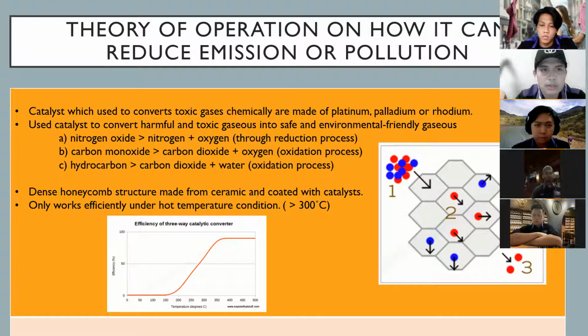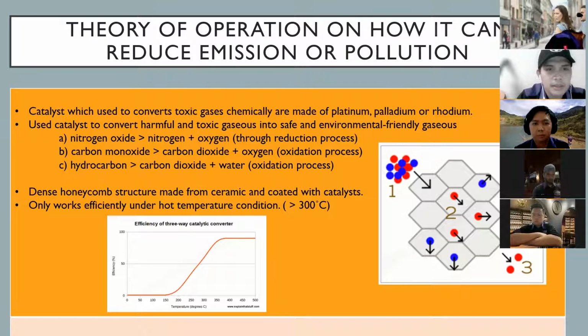Catalytic converter is derived from catalyst, which is used to convert the toxic emission byproducts chemically. A catalyst is simply a chemical that makes a chemical reaction go faster without itself changing in the process. It is also used to speed up the removal of pollution. The catalyst itself is made from three types of chemicals: platinum, palladium, and rhodium.